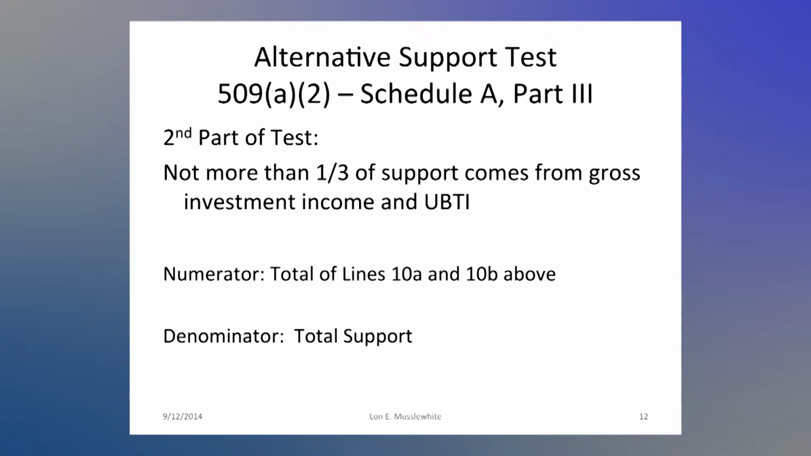Now let's take a look at the second part of this 509A2 test. It's called the not more than 1/3 of support coming from gross investment income and UBTI. In the numerator of this 1/3 fraction, you have the total of lines 10A and 10B, and in the denominator you have total support. So it's fairly easy to calculate.